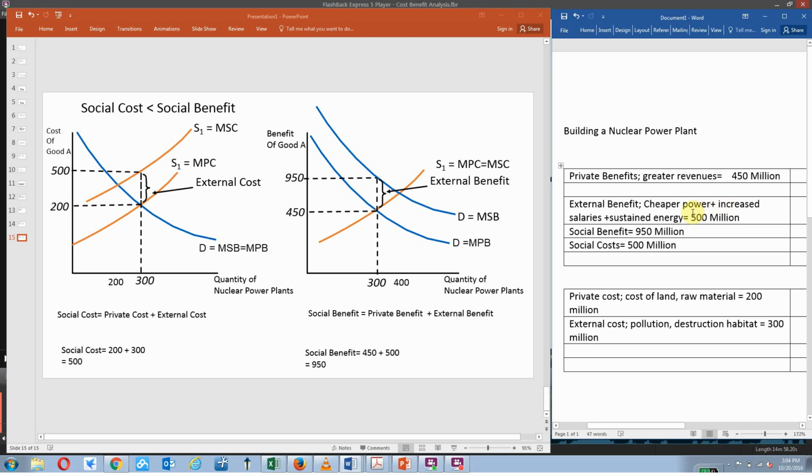So this is 500. It's this area, external benefits. These are examples of external benefits. So the net social benefit, private benefits plus external benefits, is 450 plus 500. That's 950 million. And the social costs, I left them the same, so that's equal to 500. So in this case, social cost is smaller than social benefit.